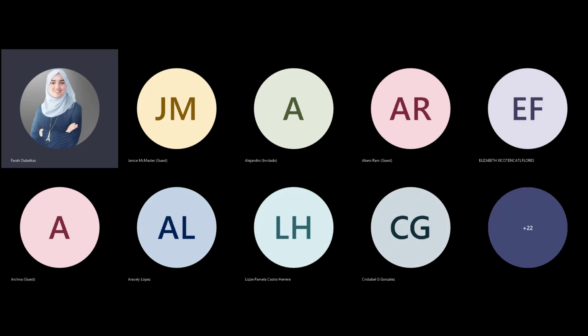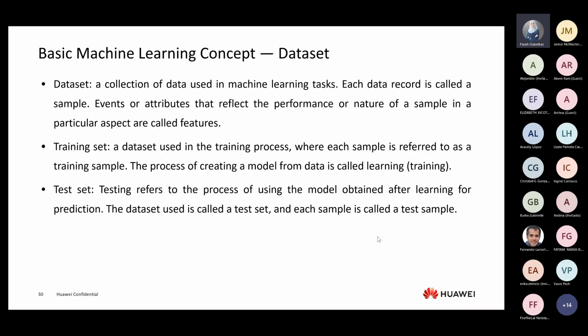The data is the data that we're using to train the model. As I mentioned before, each data record is called a sample. The training set is the data set that we're using for the training process, and the test set is the data set that we're going to use for testing.